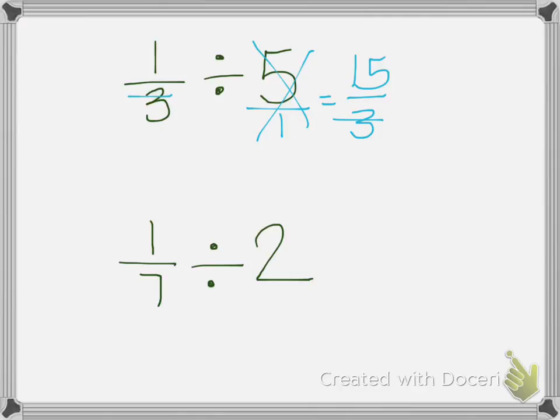And then we ignore the denominators and just divide the numerators. 1 divided by 15 is 1/15.